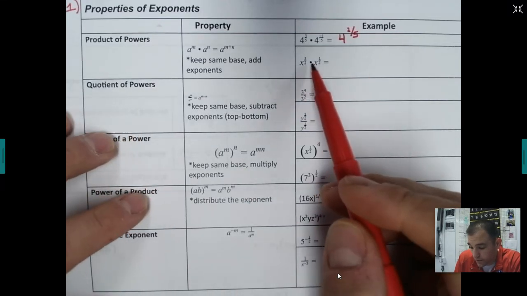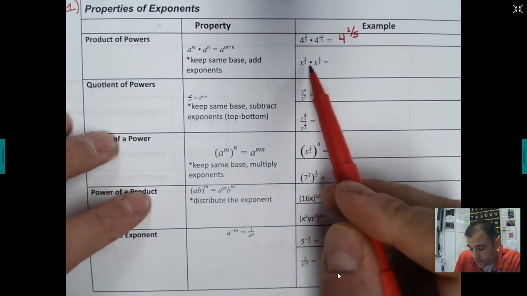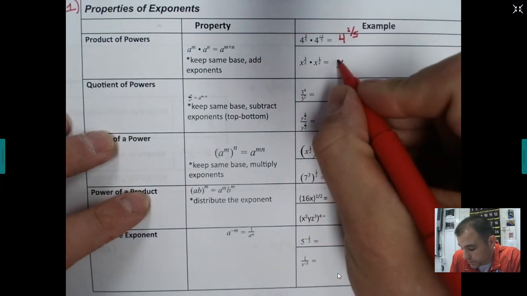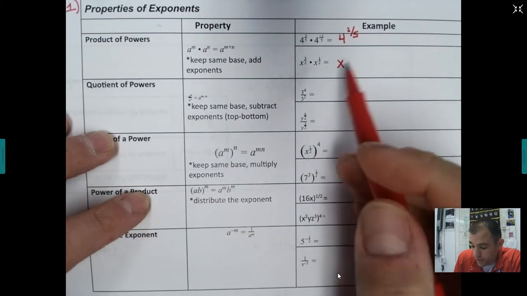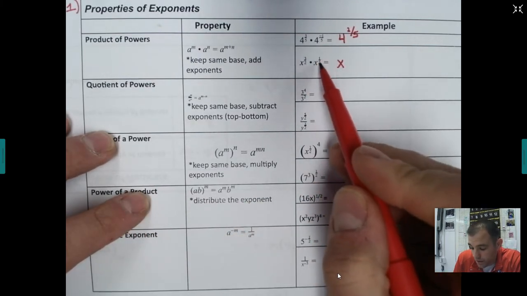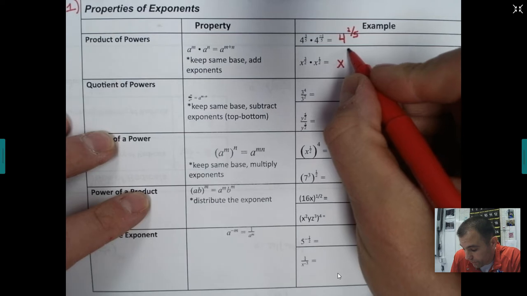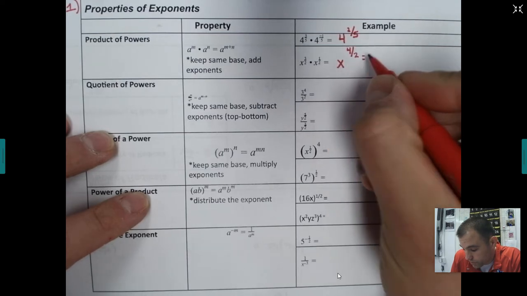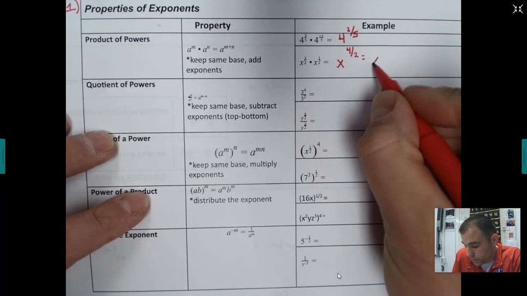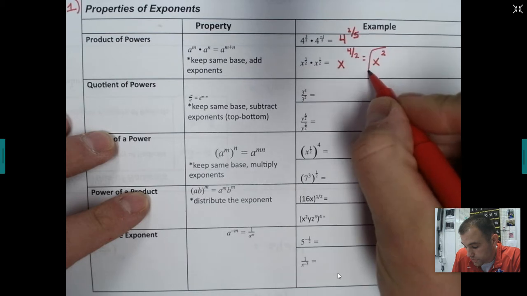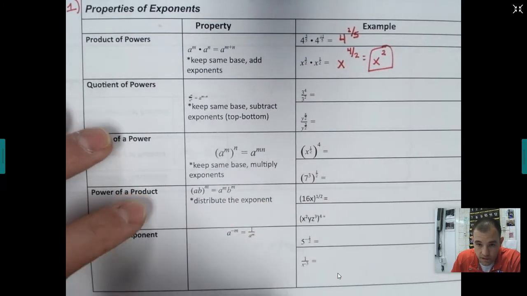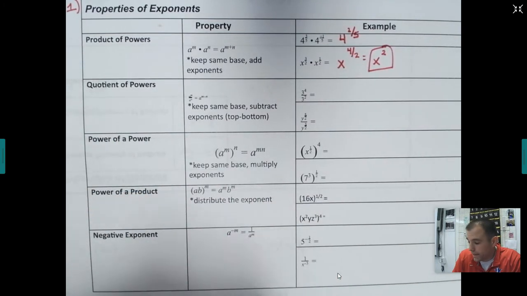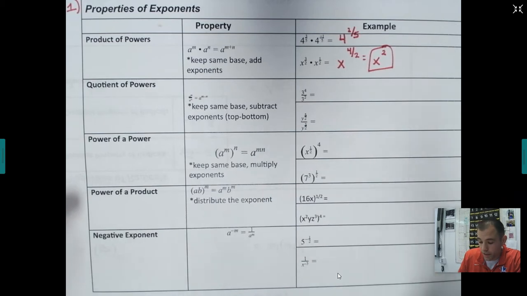Second one's the same thing. They both have an x, so their bases are the same, so the x isn't going to change. And then we just add 3/2 plus 1/2. That would be 4 over 2. 3 plus 1 is 4, and 4 over 2 is just 2. 4 divided by 2 just becomes x squared. So whenever you are multiplying with the same base, you add the exponents.